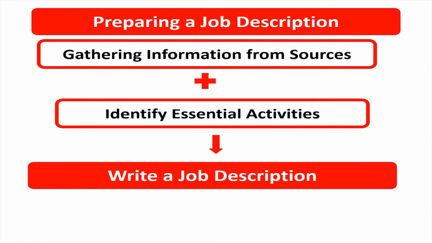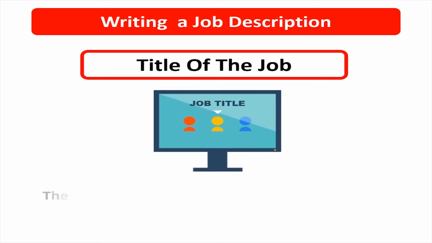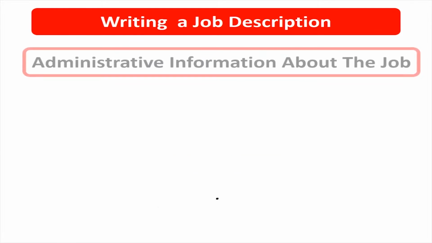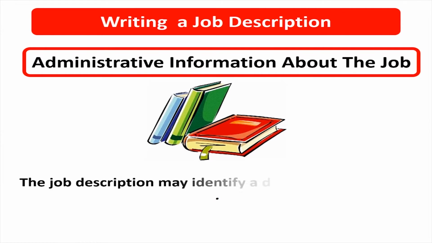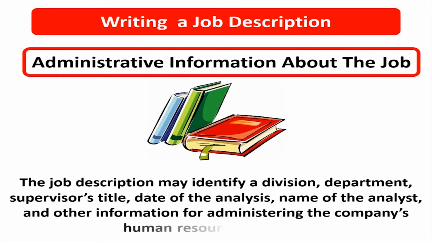Now, while writing a job description, first and foremost, we write the title of the job. The title should be descriptive and, if appropriate, indicate the job's level in the organization. Then, it should give administrative information about the job. That is, the job description may identify a division, department, supervisor's title, date of the analysis, name of the analyst, and other information for administering the company's HR activities.